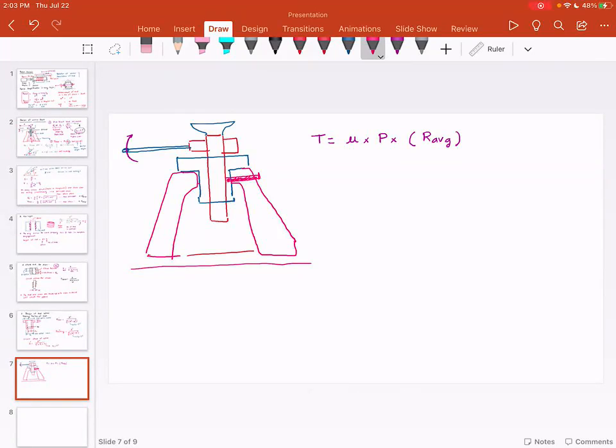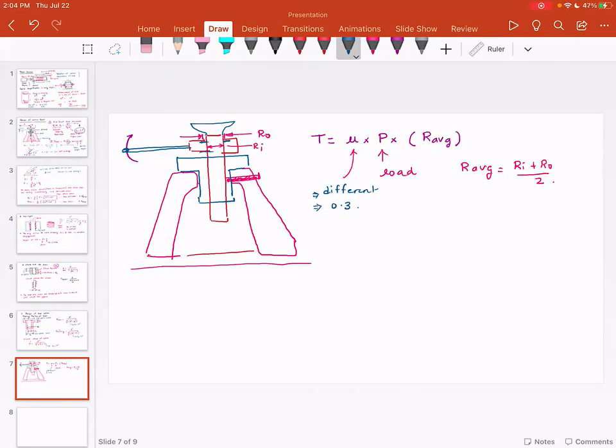So if you think about it, this is the outside radius and this is the inside radius. P is the load, R average is equal to Ri plus Ro divided by 2, and this mu could be different. This mu is the coefficient of friction, wherein the materials that are in contact are here. So this mu could be different. If it is not given to us, then we can assume that to be 0.3.